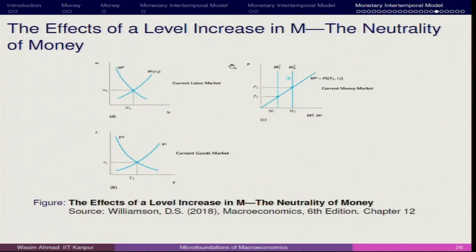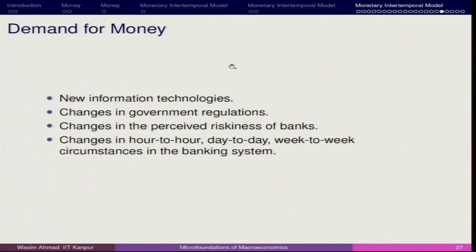If you want to read more about it, I think this topic gives you an opportunity to explore more about the neutrality concept in the macroeconomic context, and also in the context of monetary economics. Now, let us talk about the demand for money.